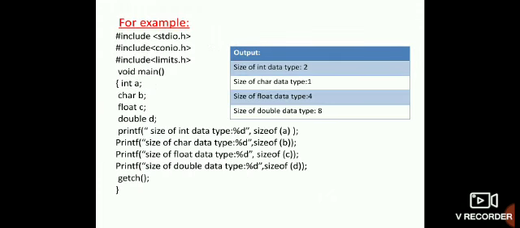Now let's have a look at this example. In this example, we have 4 different variables, that is integer a, character b, float c, and double d. So the size of integer will be 2, the size of the character data type is 1, the size of float will be 4, and the size of double will be 8. So the compiler will print the sizes of the respective data types.